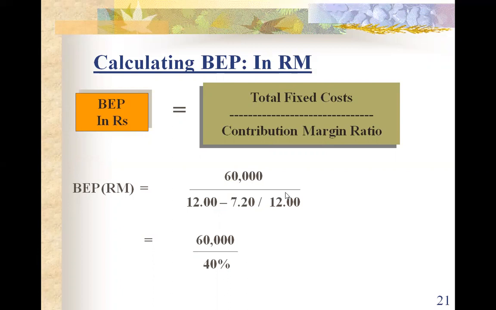What is our contribution margin ratio formula? Sales minus variable cost divided by sales. So here you see, sales is 12 and variable cost is 7.2. So 12 minus 7.2, divided by 12. Clear now? Yes, sir. Okay.